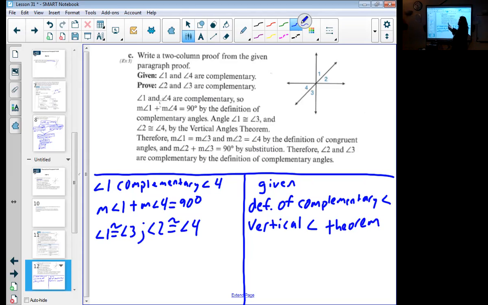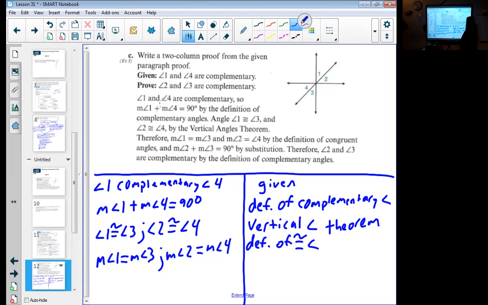Therefore, measure of angle 1 is equal to measure of angle 3, and measure of angle 2 is equal to measure of angle 4, by the definition of congruent angles.